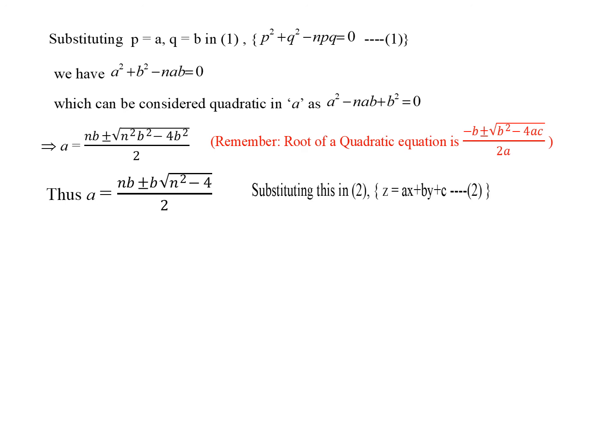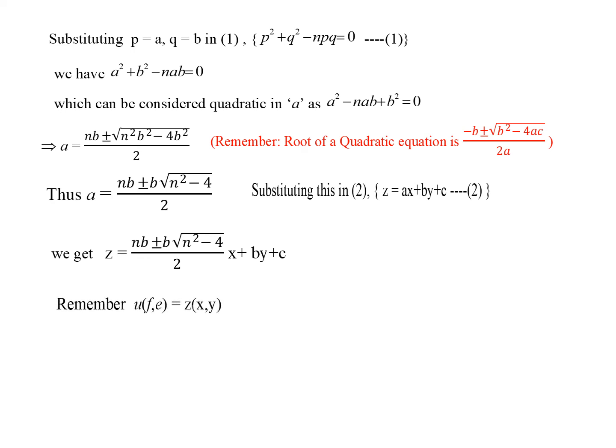Again from here, we can substitute in the assumed solution Z equal to AX plus BY plus C. We get Z equal to A into X, where we are getting the value of A in terms of B. So in the place of A, we shall substitute this answer, plus, as usual, the second term BY plus C. So look at this again: we have only two constants, that is B and C. So this is a complete solution.